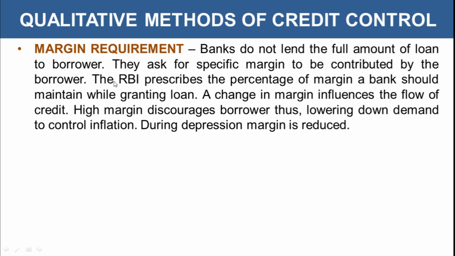So there is this margin requirement. Now, the RBI prescribes the percentage of margin a bank should maintain while granting a loan. This percentage of margin, for example, if it is 10 to 15%, is decided by RBI, that is, how much margin commercial banks should ask from their borrowers. If this margin percentage is increased, again this will discourage the borrower. High margin will discourage the borrower, and thus it will lower the demand to control inflation.